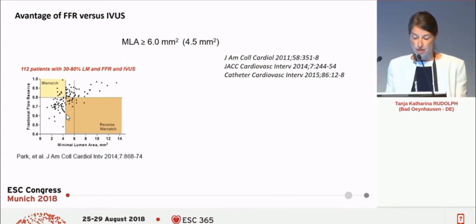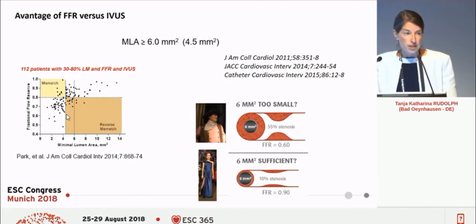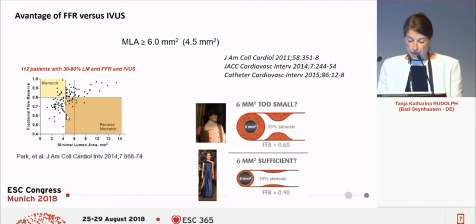And why might this be the case? Well, I think the problem with these numbers we get for IVUS is that they are not really normalized to the body surface area. So if you have a big guy, 6 square millimeter minimal lumen area might be too small, but if you have a small lady, it definitely might be sufficient. So to be sure that a stenosis in the left main is significant, I think it really helps to measure intracoronary physiology rather than just relying on IVUS measurements.